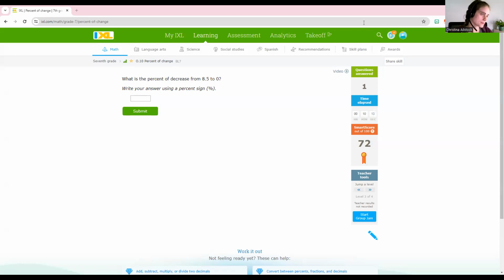We got this. All right, so if we have a percent decrease from 8 and 5/10 to 0, what is that percent decrease? And we need to write our answer with the percent sign. All right, first things first, we need to find how much it changed by. So if I subtract that, oops, that's a subtraction sign, from 0, well, it changed by a whole bunch because it went from 8 and 5/10 all the way down to 0. That's a pretty big change.